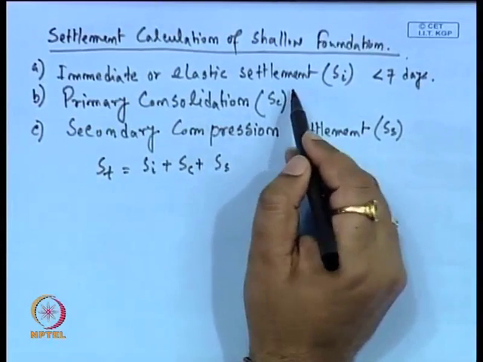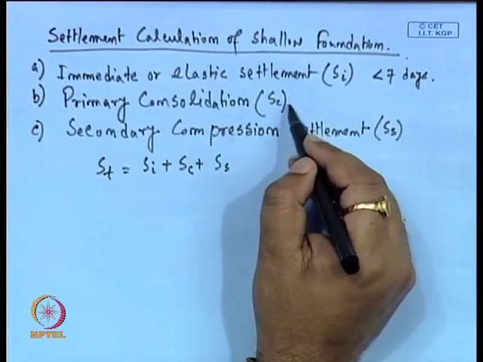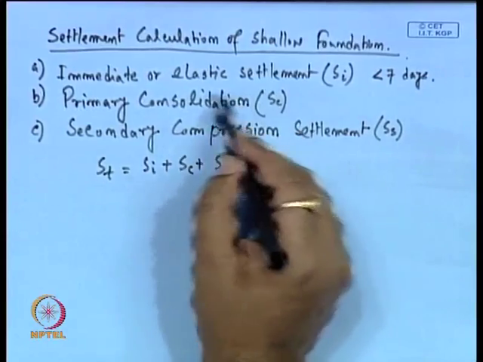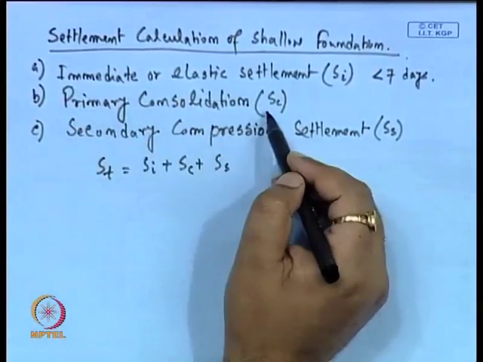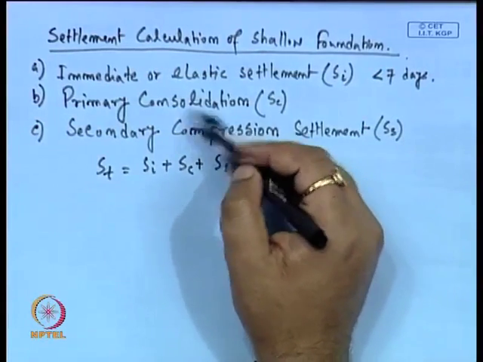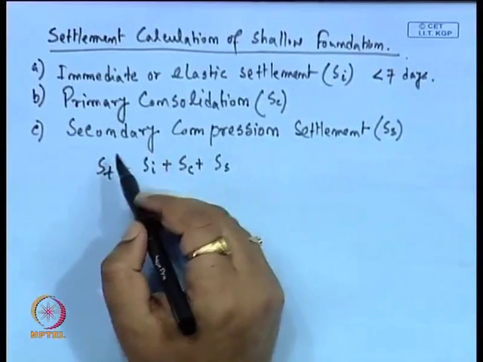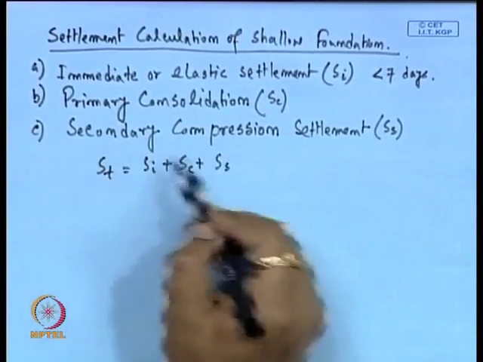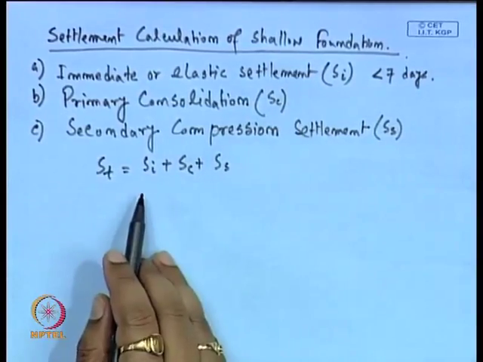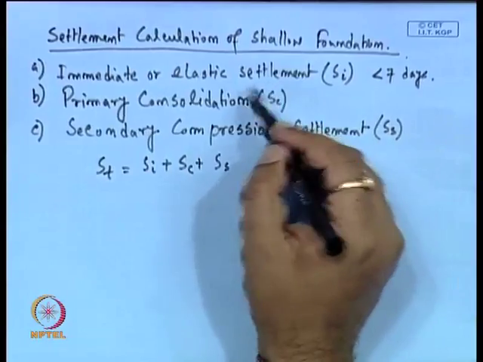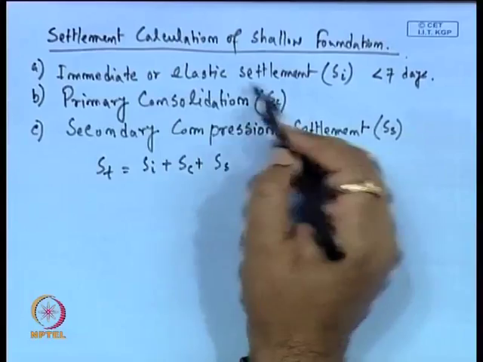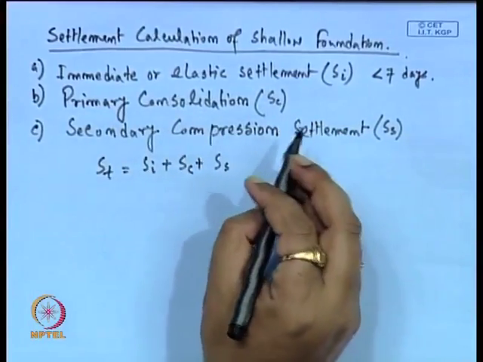Similarly, if it is a clay soil, especially for inorganic clays, then primary consolidation settlement is the maximum amount of settlement compared to the other two types of settlements. Similarly, if it is an organic clay, then secondary compression settlement is more compared to the other two types of settlement. So, in short, for granular soil, the immediate settlement contribution is more, and for clay soil, the consolidation settlement is more.